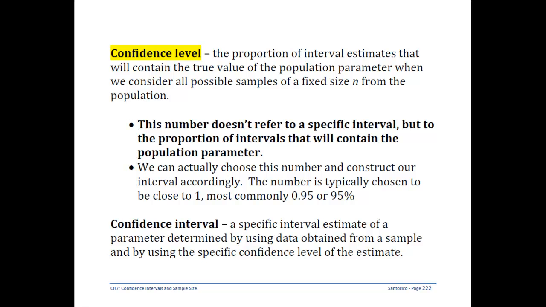Typically, people tend to focus around 95%, so you're going to see this 5% and 95% pop up a lot. We're going to use this confidence level to construct an interval, and it's called a confidence interval. Definition-wise, a confidence interval is a specific interval estimate for a parameter that we determine by using our data from our sample and a specific confidence level for our estimate. So we're going to go through some examples.